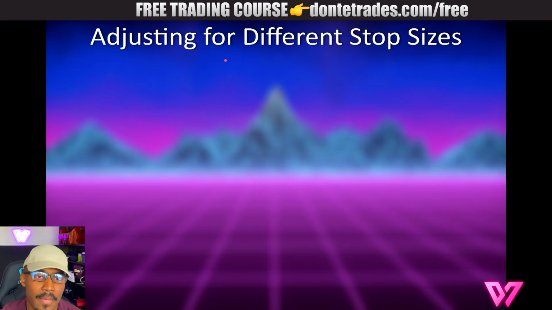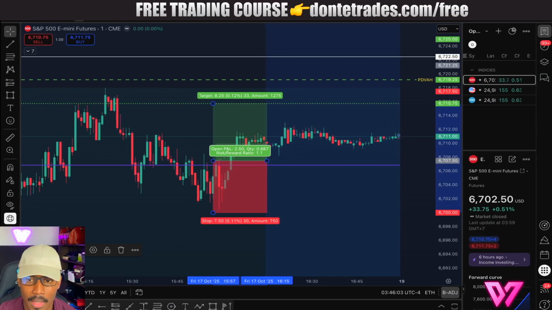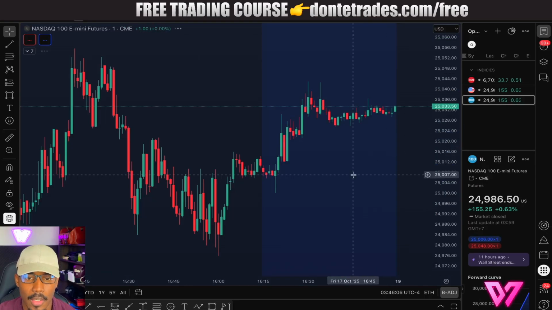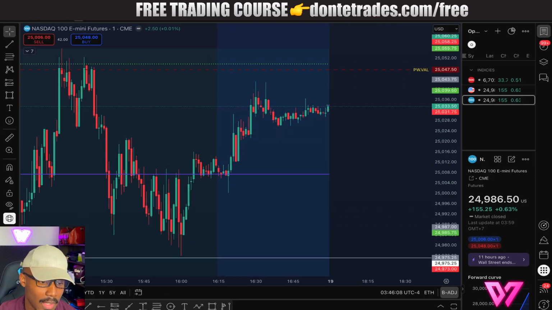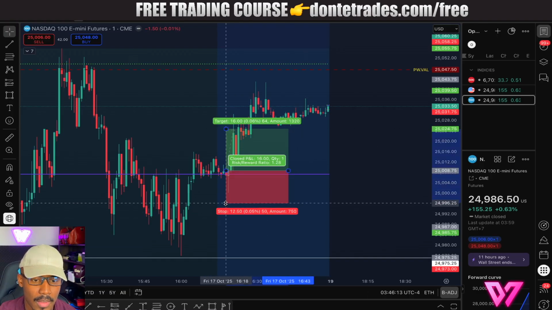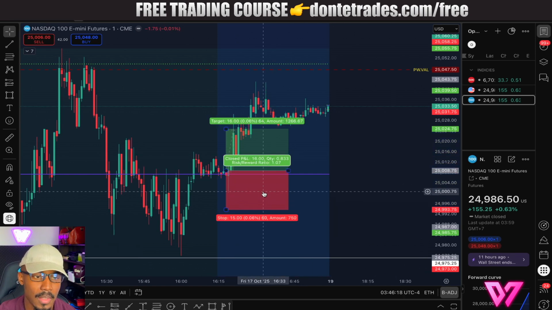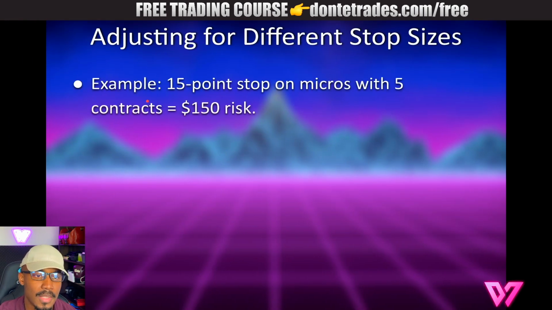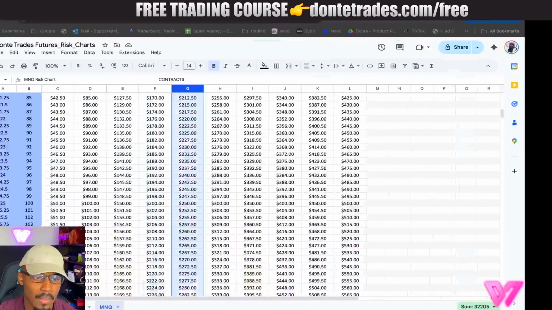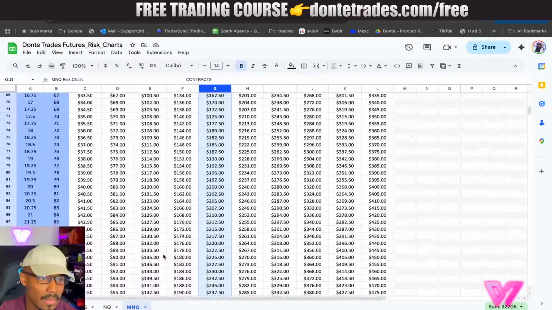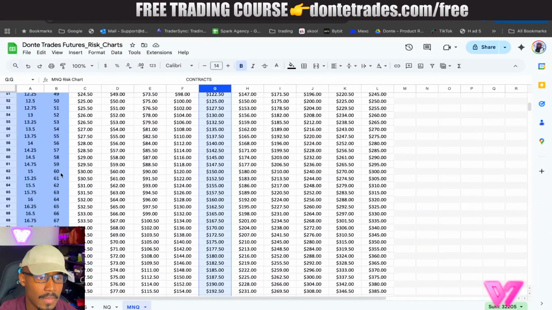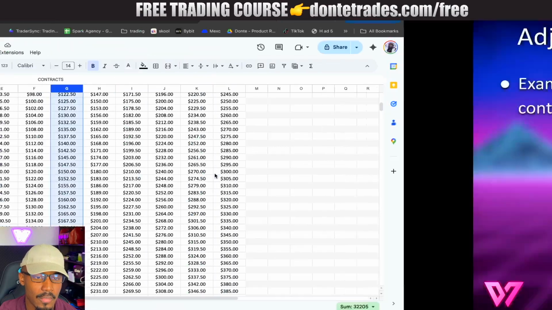So adjusting for different stop sizes based on the setup. So again, let's just go to the NQ chart. And let's just say we have a 15-point trade here. Let's just say we want to get in here, and then we're going to put our stop just randomly here, 15 points, right? So this is our trade that we want to get into here. So let's just say we have a 15-point stop loss with 5 micros, and that's going to be a $150 risk here. So you can see here, 15 points, 5 contracts, $150 risk.